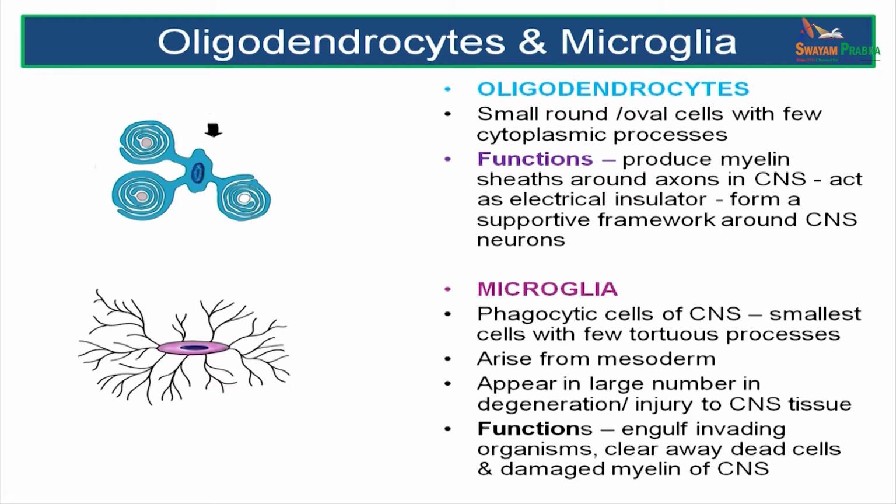Microglia, like you can see here in this figure, are smaller cells and they have numerous processes branching out from them. They appear in large numbers in degenerative injuries of the central nervous system, and their function is phagocytic. So, they engulf foreign matter or the dead cells or whatever tissue needs to be removed.